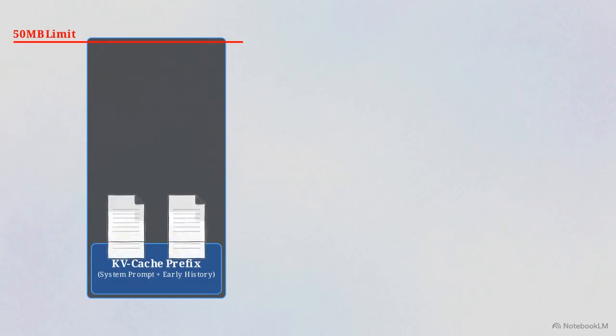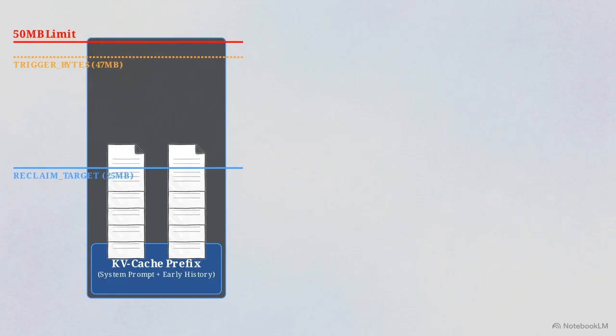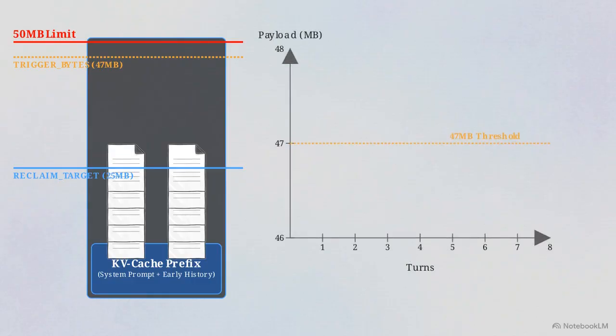The second gate manages image data. Because images are the heaviest part of any payload, the system enforces a hard 50 megabyte limit on the total request body. As the user and agent exchange files, the payload approaches the ceiling. When it reaches a 47 megabyte high watermark, the eviction protocol initiates. Instead of clearing the trigger by a minimum amount, the harness initiates a batch eviction, dropping the payload to exactly 25 megabytes, half the total capacity.